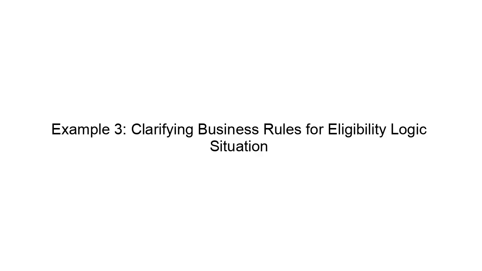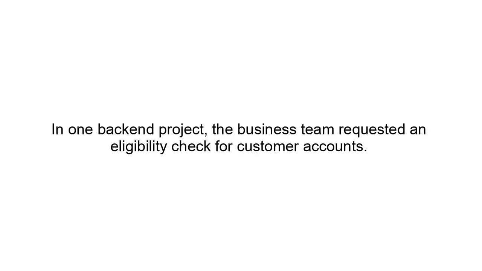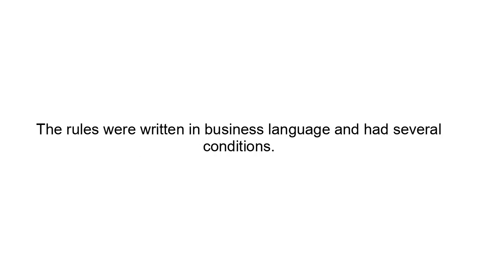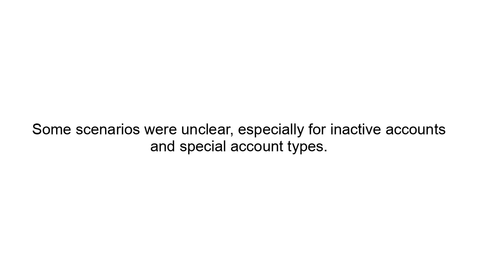Example 3. Clarifying business rules for eligibility logic. Situation: In one backend project, the business team requested an eligibility check for customer accounts. The rules were written in business language and had several conditions. Some scenarios were unclear, especially for inactive accounts and special account types.